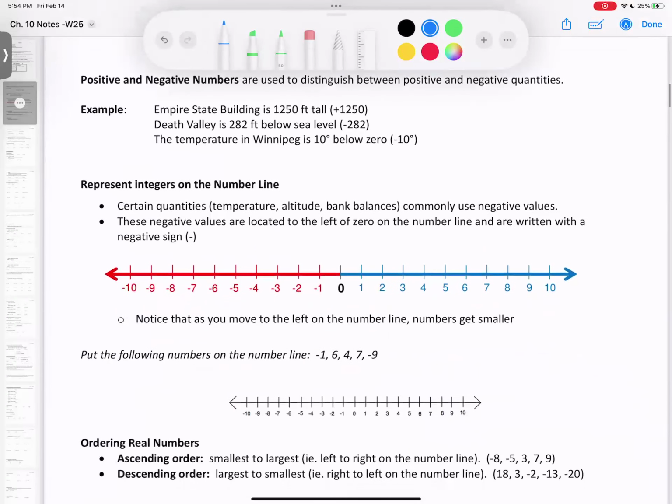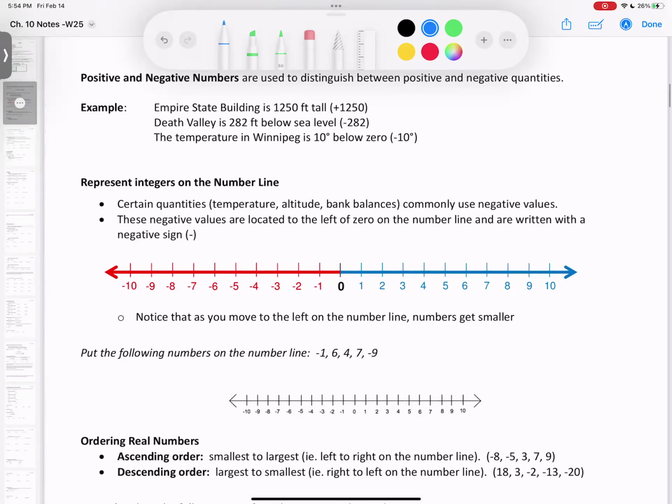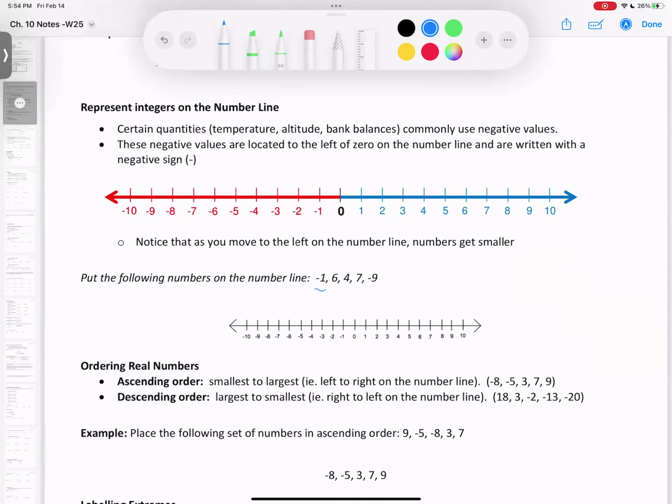Okay, to represent integers on the number line then, we could write them on this number line. If they're on the left, they're going to be left of the 0 in that red area there, and so that means they're less than 0. If it's positive, it would be on the blue. So if we were going to label these numbers on our number line, let's go ahead and do that. So we have negative 1. So that's going to be right here. And that's already labeled there for you, negative 1.